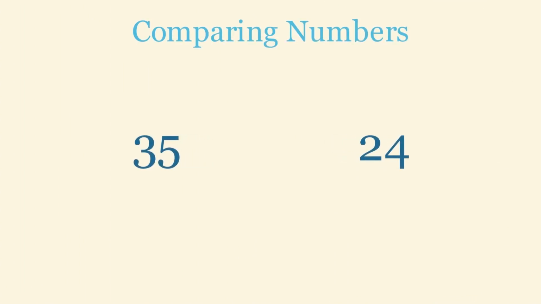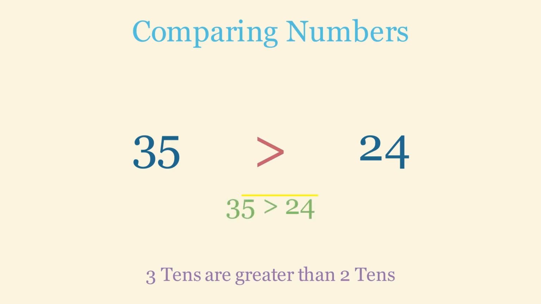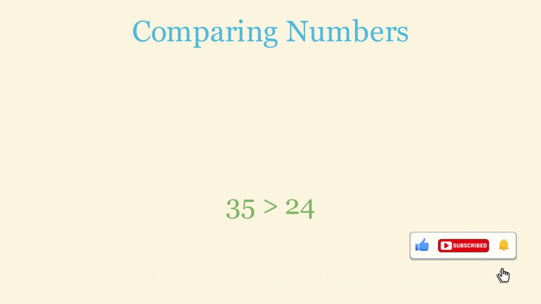In this lesson, we are going to learn how to compare numbers. Look carefully at these numbers, 35 and 24. First, compare the tens. 35 has 3 tens. 24 has 2 tens. 3 tens are greater than 2 tens. So, 35 is greater than 24.